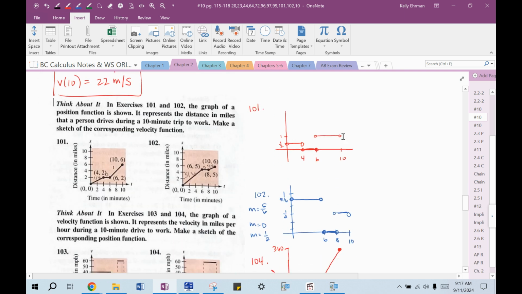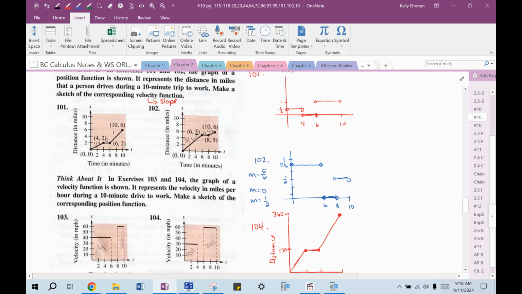All right. For this section, I did not erase my graphs here, but we've done this a few times. So this graph represents the distance in miles a person drives during a 10-minute trip to work. Make a sketch of the velocity function. So remember, velocity is just slope of a position graph. So I just found the slope of each section. So slope is 1/2 here. So I should have a constant velocity of slope at 1/2 right here. Slope is 0 between 4 and 6. Slope is 1 from 6 to 10, so I kept it at 1. So I did that for each one.